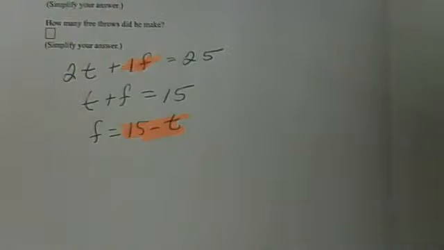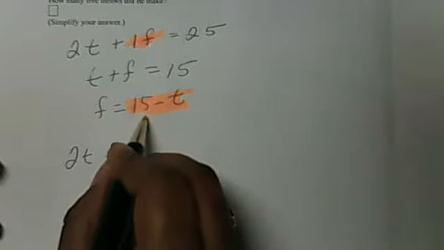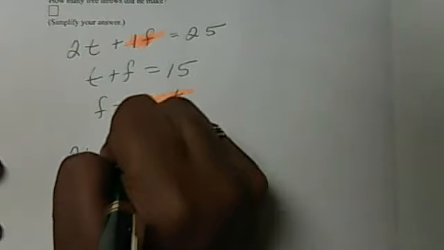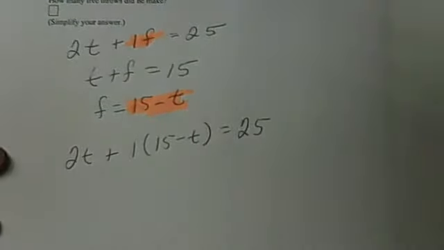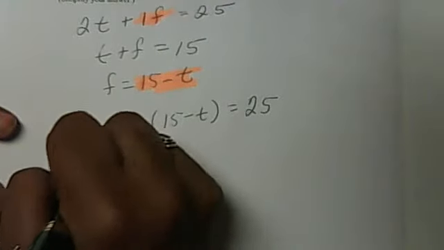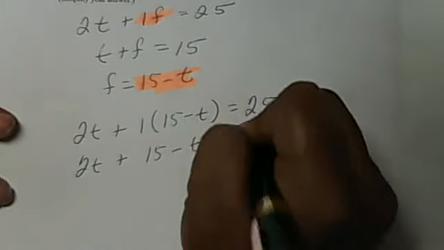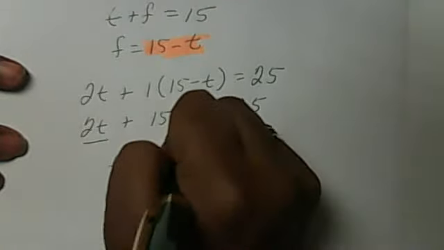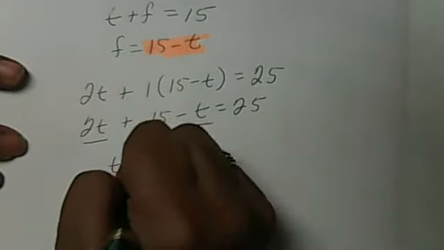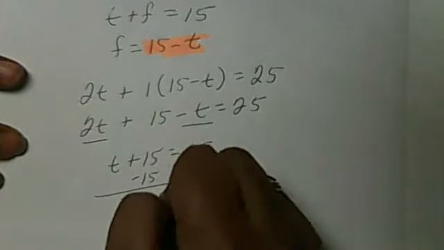Okay. So I have now 2T plus, I'm going to replace this F, 1 times, but 1 times anything, I'll just write it 1 times 15 minus T, just in case you would have a number, equals 25. So now I have 2T plus 15 minus T is equal to 25. I have T plus 15 is equal to 25. Then I'm going to subtract 15 from each side, leaving me with T is equal to 10.